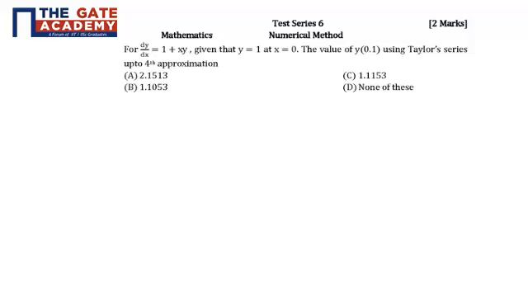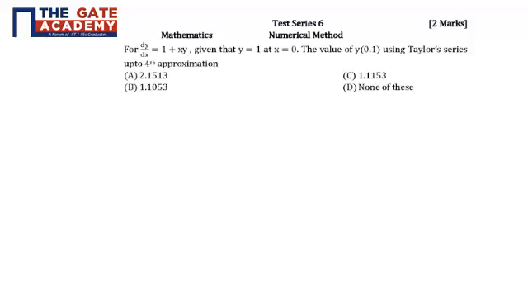Hello student, the following question is from test series 6, subject mathematics, chapter numerical method, and the question is asked for 2 marks. For dy by dx equal to 1 plus xy, given that y is equal to 1 when x is equal to 0, the value of y of 0.1 using the Taylor series up to 4th approximation is dash.